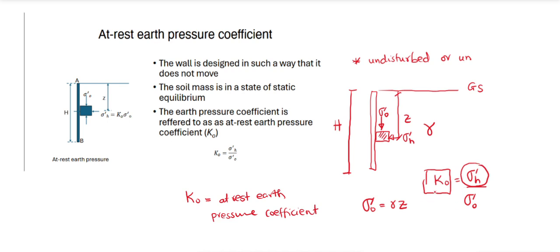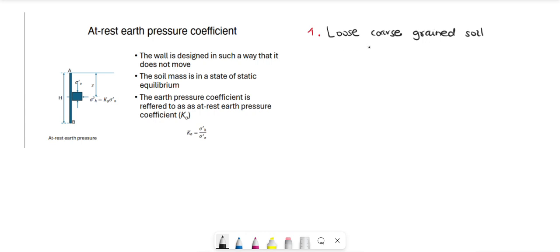Now, how then do we find our K naught? Because in questions, they are going to give us parameters to find our geostatic stresses. Do you get it? And we also need to find our at rest earth pressure coefficient. How then do we find this parameter? So there are three formulas based on research by individuals. So depending on the parameters available, these formulas will be used in calculating our at rest earth pressure coefficient. So the three formulas that we are talking about.